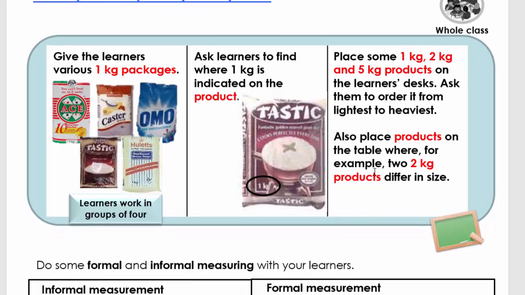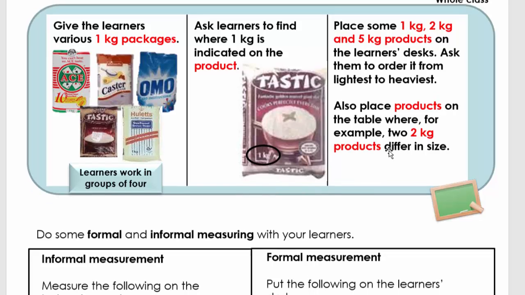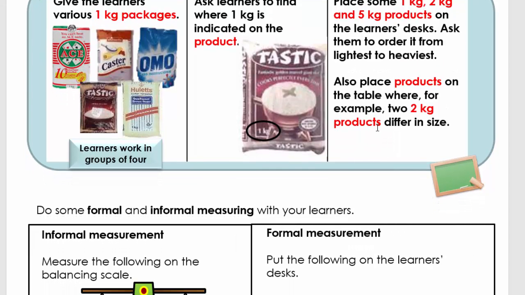The last part I want you to do is to place different 2 kilogram packages on the table, but the products need to differ in size. What the children then need to do is pick these up and estimate or guess how much it weighs. Then you can tell them to look for where it states whether it is whatever they guessed. And then they need to first find it's 2 kilograms, and then they need to see all of them weigh 2 kilograms. It is very important that they understand sometimes the size of a product differs, but it still weighs the same.